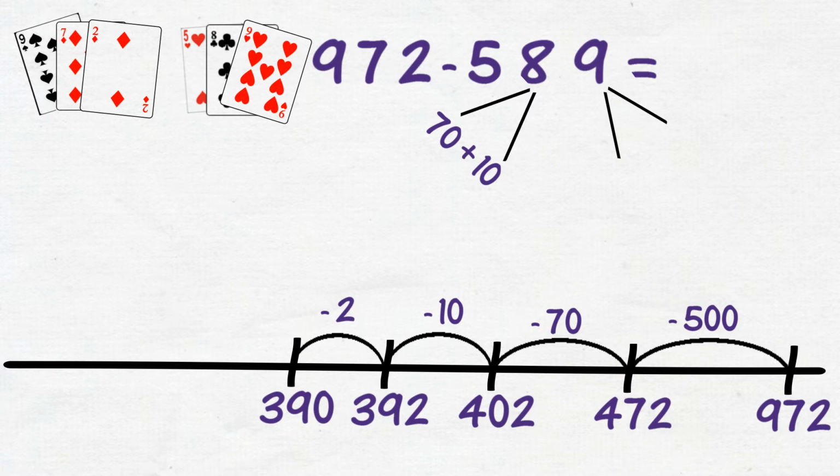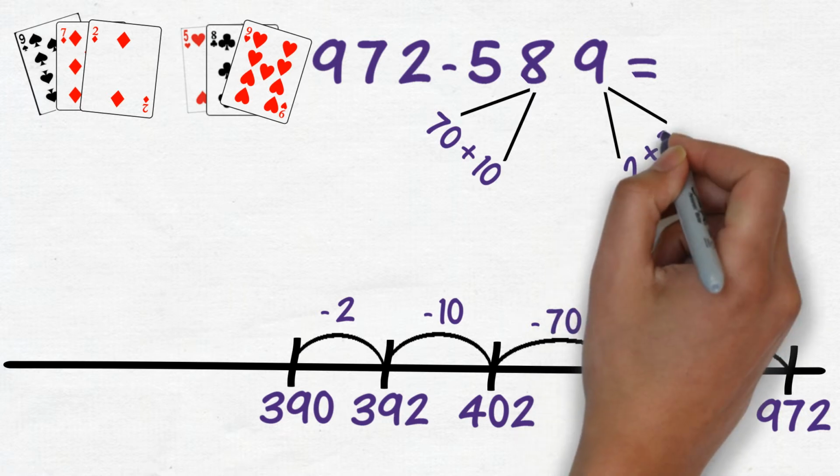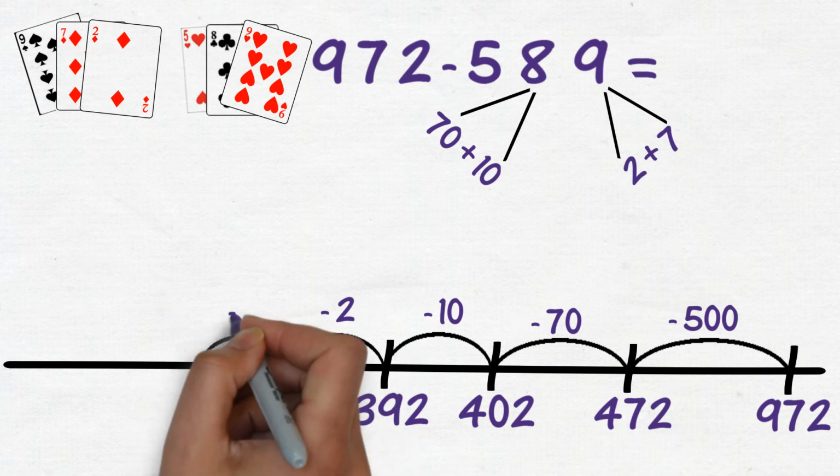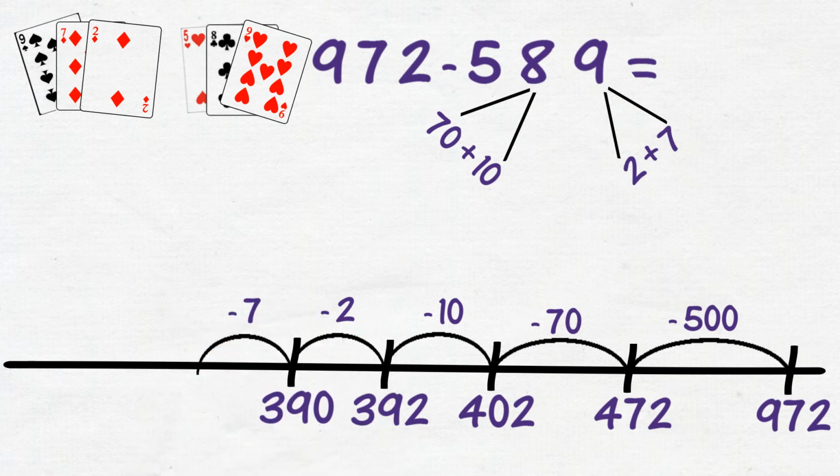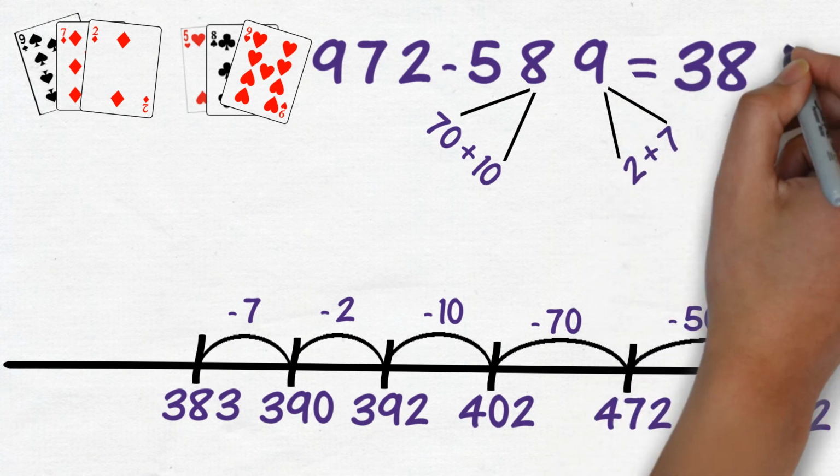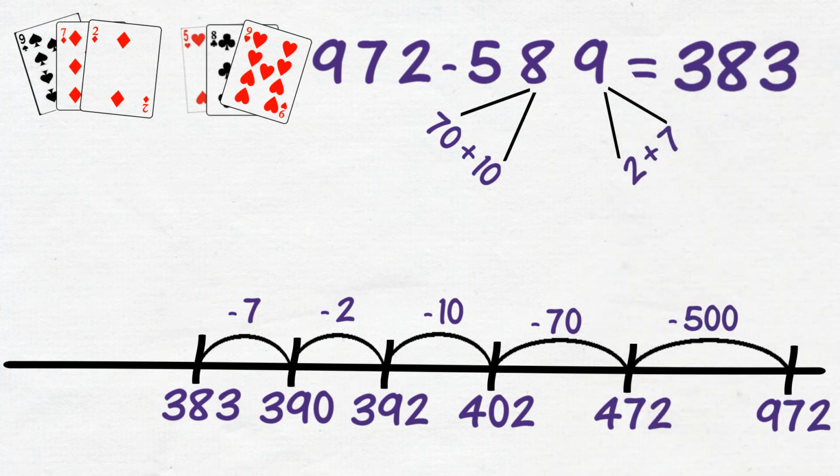We've subtracted 2, so did we partition 9 into 2 and 7? Do we have another 7 to subtract? How could we subtract the 7? What is 7's friend of 10? Is 7's friend of 10 3? If we have 390 and we subtract 7, will we just have 383 left? Does 972 minus 589 equal 383? Did we subtract 3-digit numbers using place value?